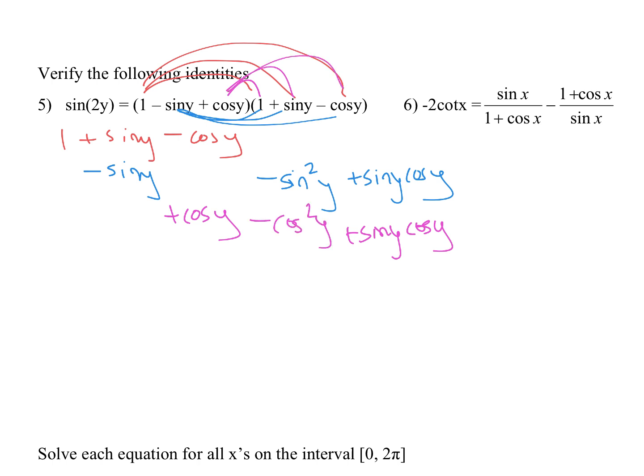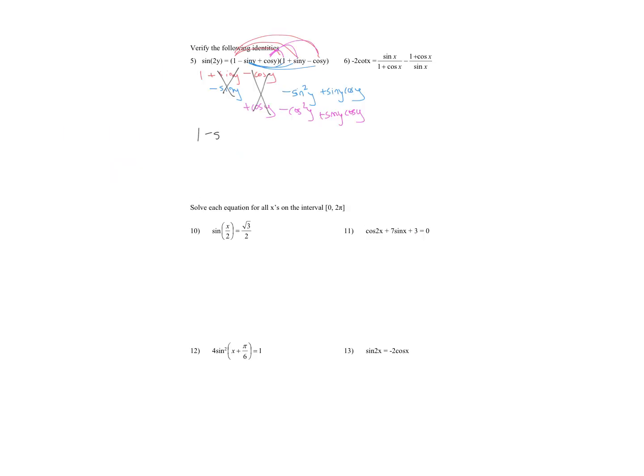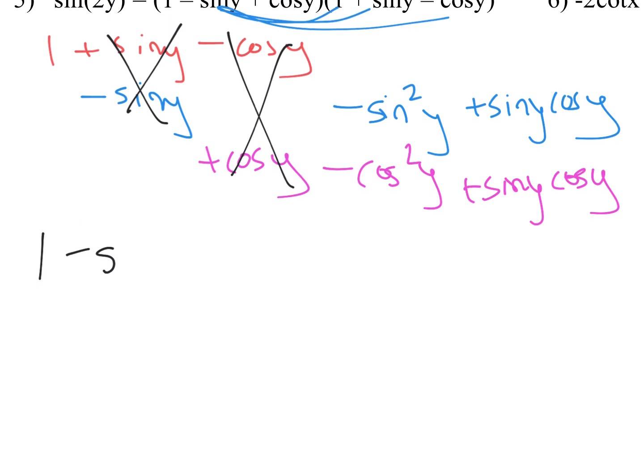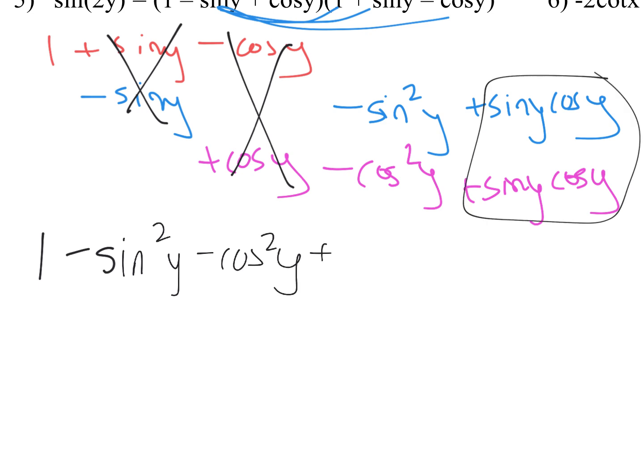Now, it may be kind of obvious why I did some of those, because these will cancel. And so what I'm left with is 1 minus sine, that's not what I meant to do. 1 minus sine squared, let's zoom back in. Sine squared y minus cosine squared y, plus 2 sine cosine y's. Forgot the 2, sine y cosine y.